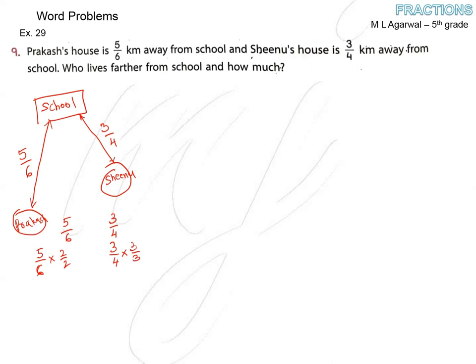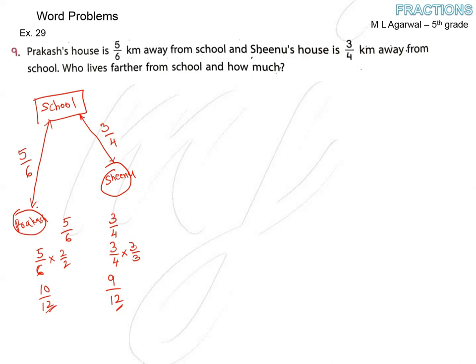Correct? So this will become 10/12 and this will become 9/12. Okay, so my base is the same, so like fractions become 10/12 and 9/12. So both distances' whole is the same. Who lives further now, 10 or 9, which is greater? So naturally 10. So 10 is 5/6. So Prakash lives further from school.